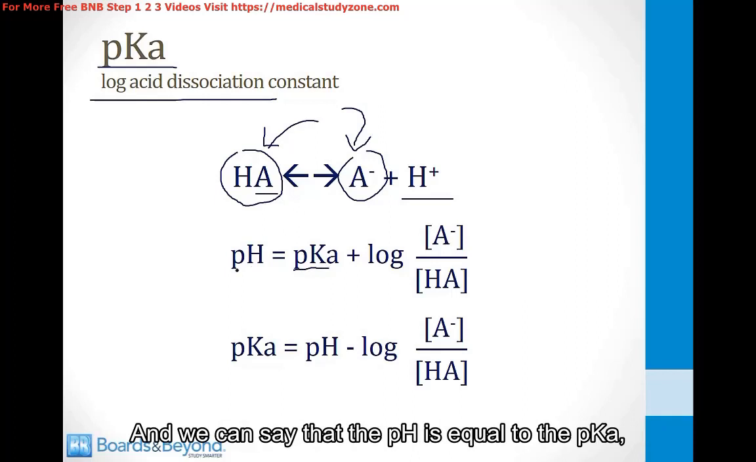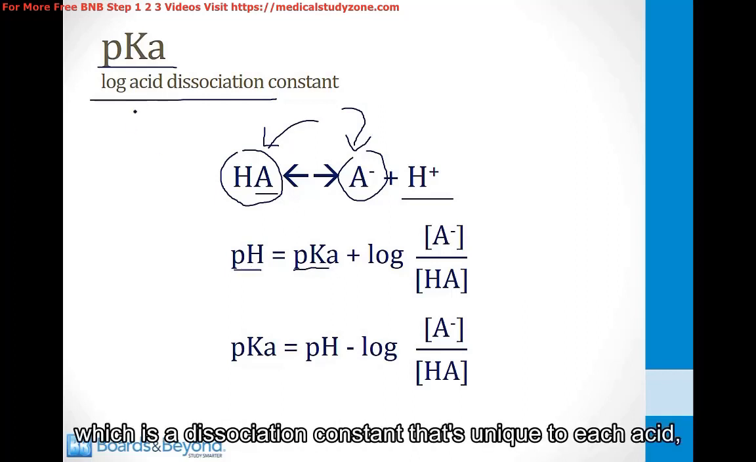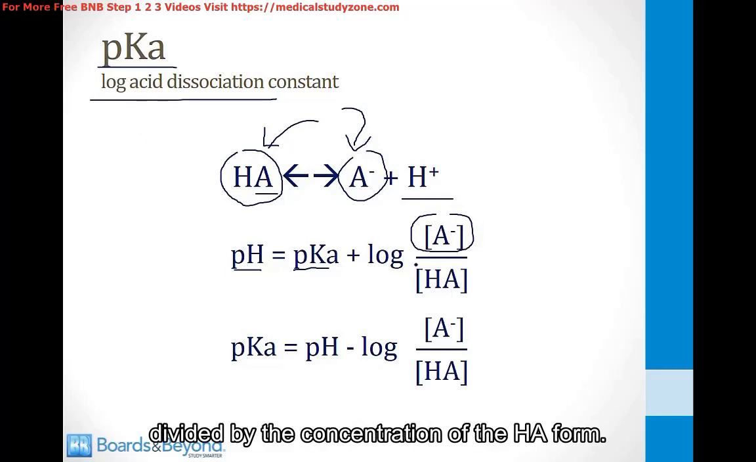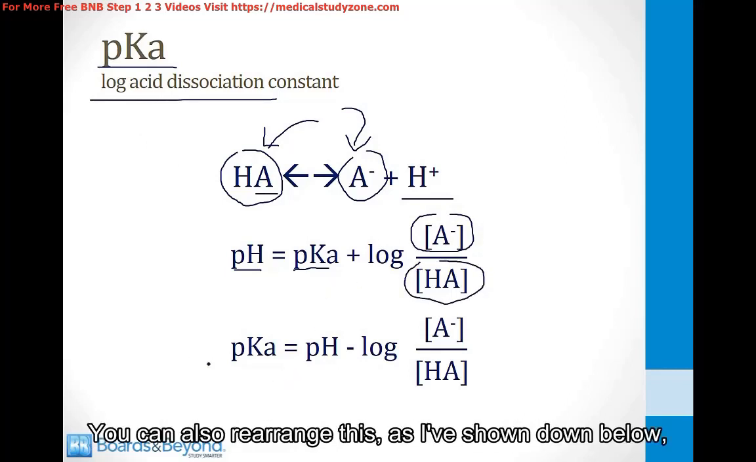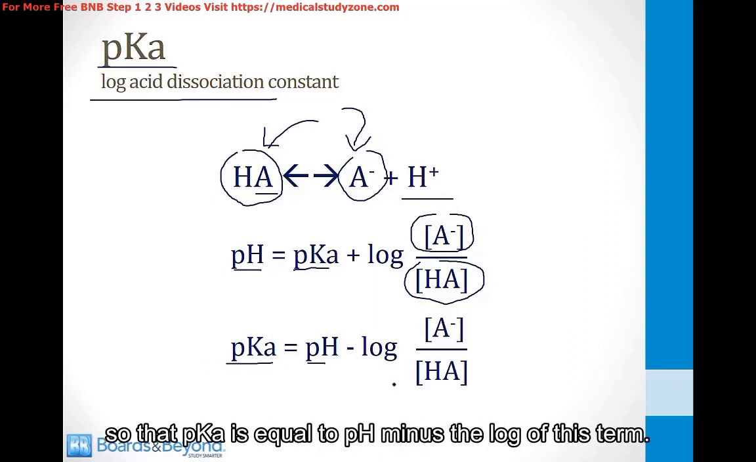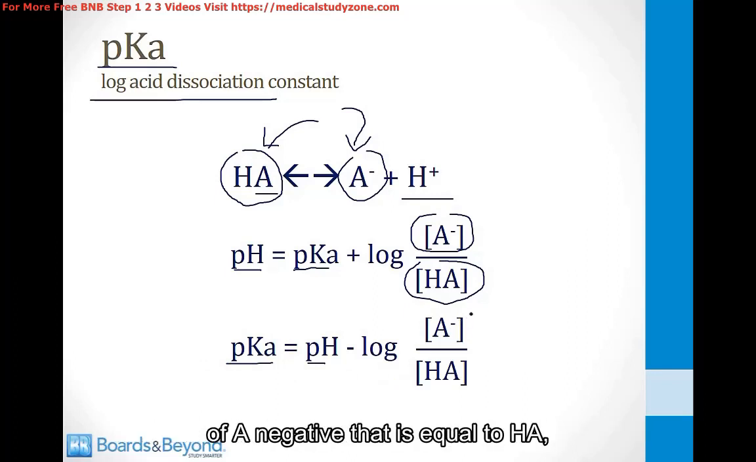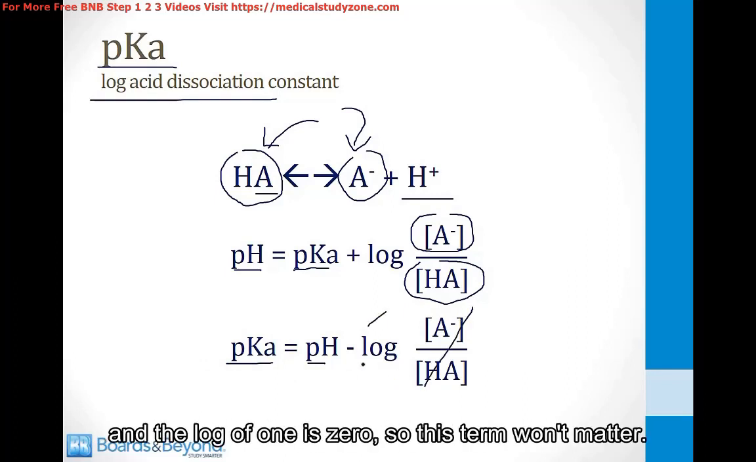And we can say that the pH is equal to the pKa, which is a dissociation constant that's unique to each acid, plus the log of the concentration of the A negative form divided by the concentration of the HA form. You can also rearrange this as I've shown down below so that pKa is equal to pH minus the log of this term. Well, anytime in solution you have a concentration of A negative that is equal to HA, then this term is going to be 1 and the log of 1 is 0, so this term won't matter.